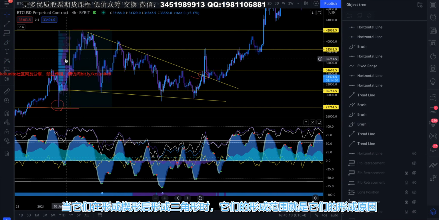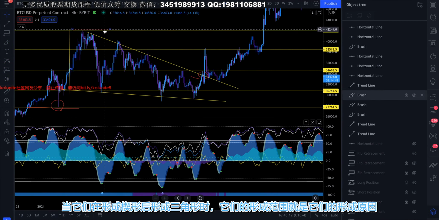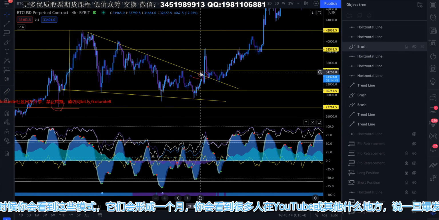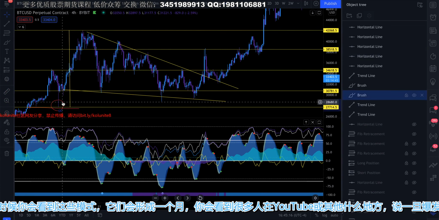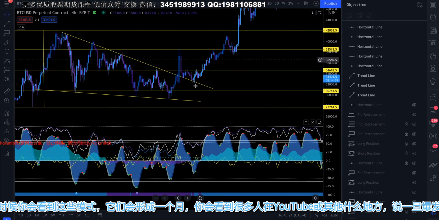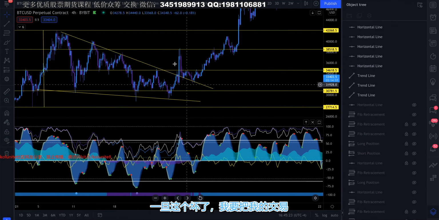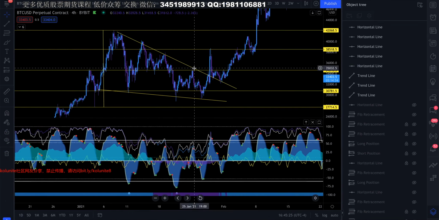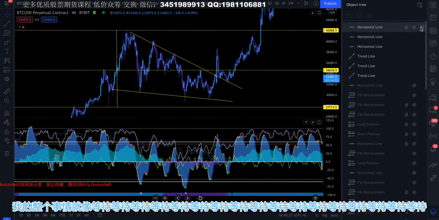So basically, I'm just showing you guys different ways to trade patterns as they're forming, to trade triangles as they're forming, wedges as they're forming, ranges as they are forming. Because a lot of times you'll see these patterns and they'll be forming for a month. And you'll see a lot of people on YouTube or whatever saying, look, once this breaks out, I'm going to place my trade. Once this breaks down, I'm going to place my trade. My whole thing is like, wait.